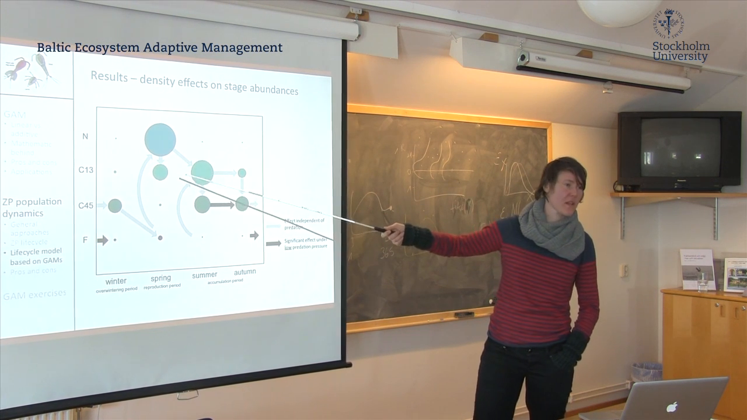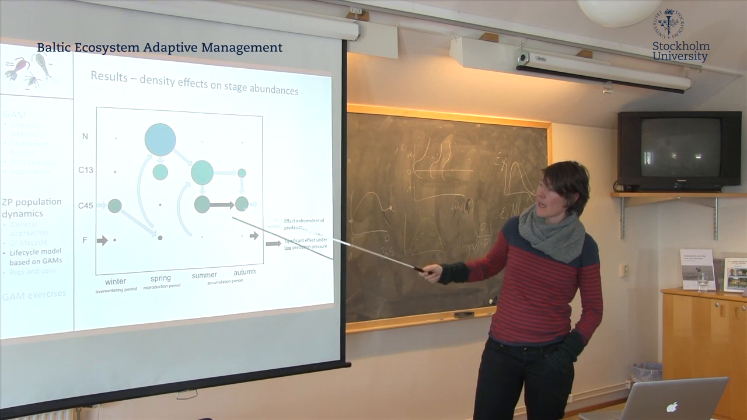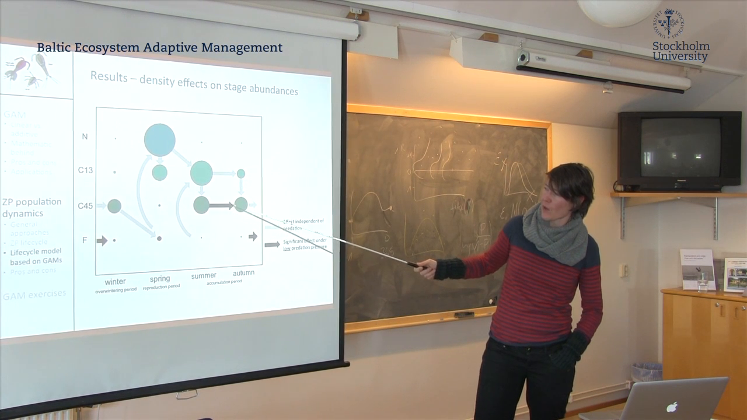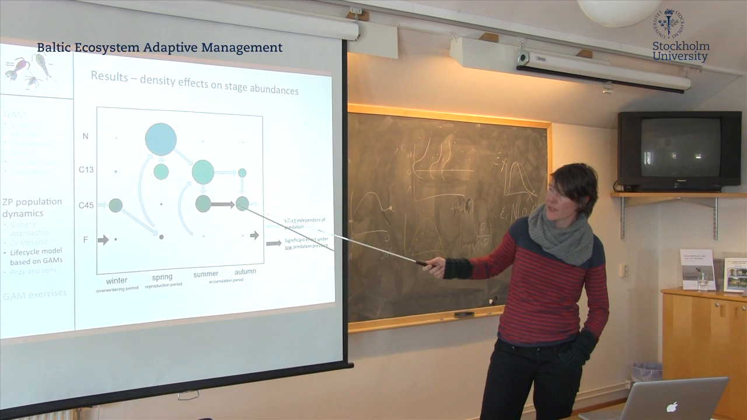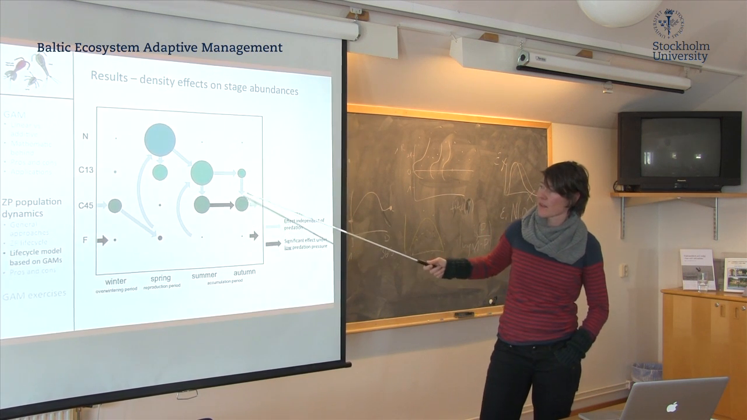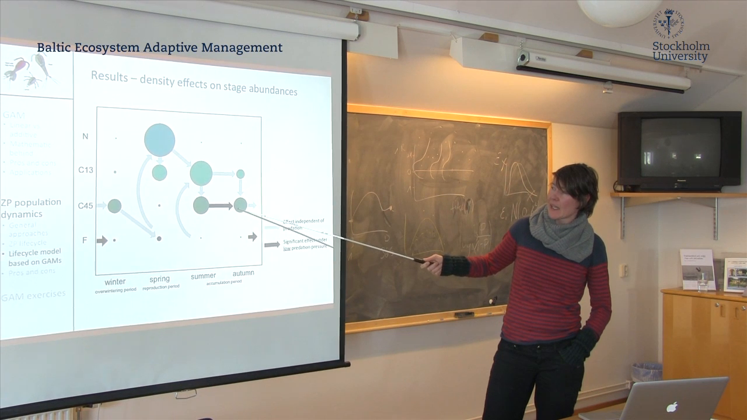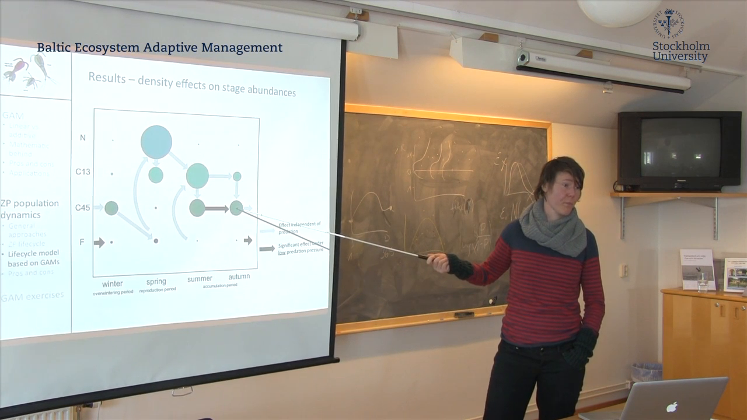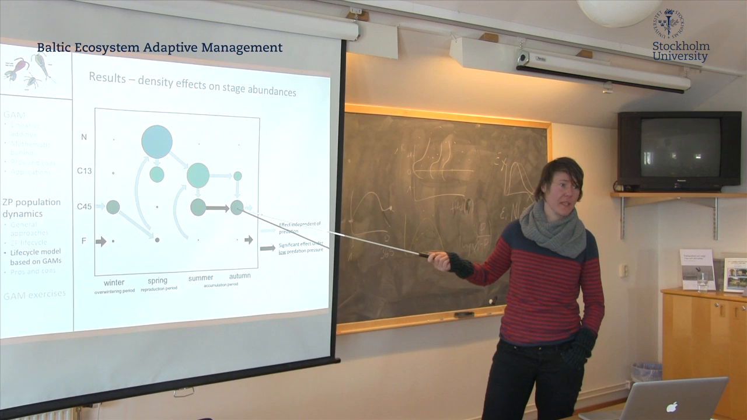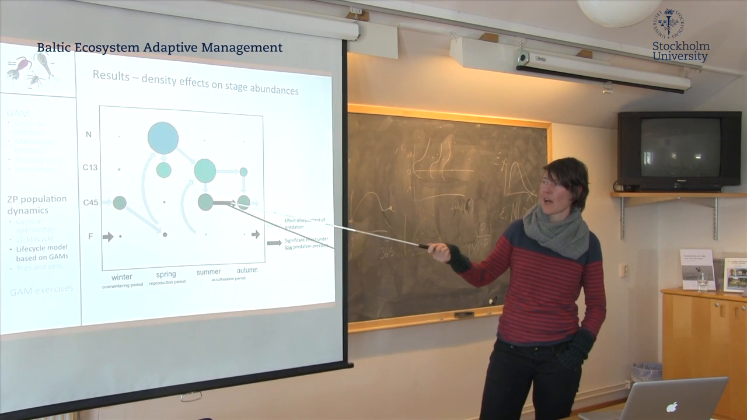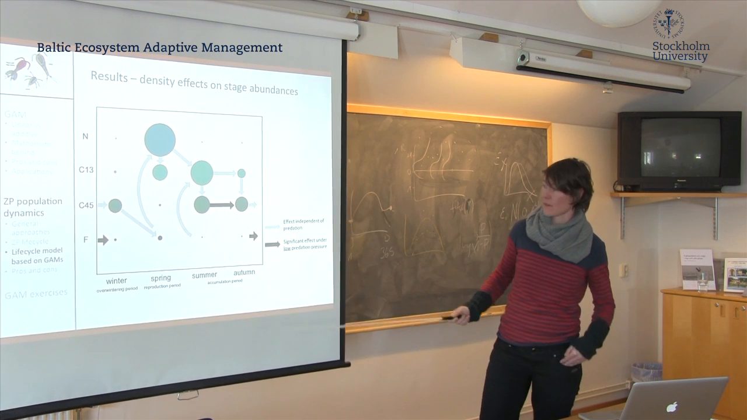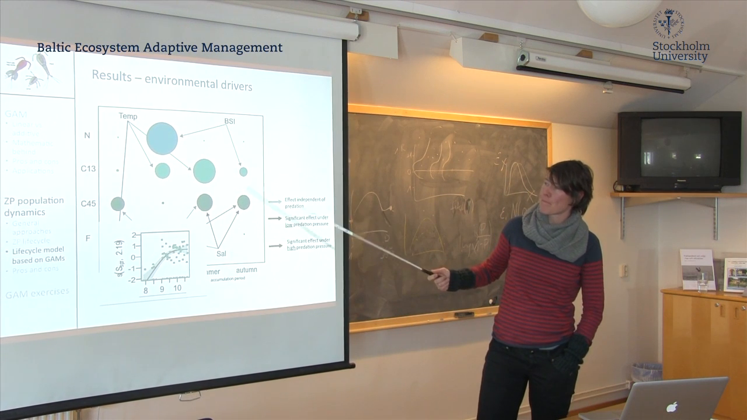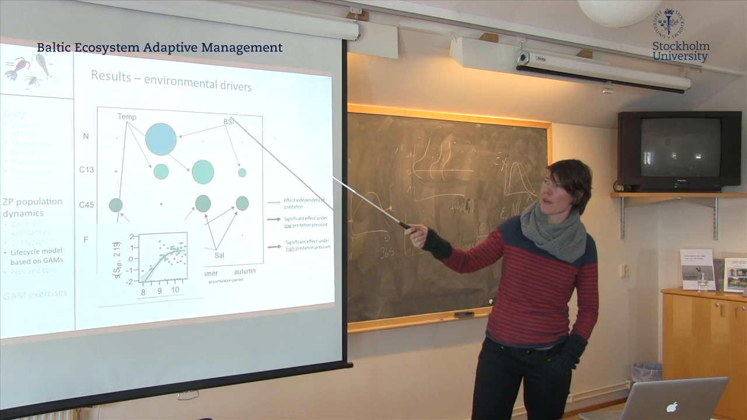And usually this is an additive effect. It doesn't matter how the predation pressure was, except for summer and autumn here, with the older stages, the females, and the stage 4 and 5. This density effect was only valid when predation pressure was low. Because if predation pressure was high, they were eaten so much that it didn't matter anymore how many were there in the previous season.